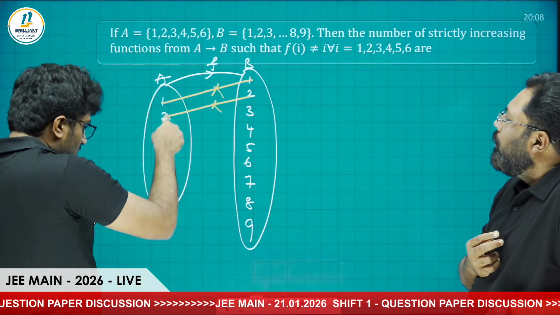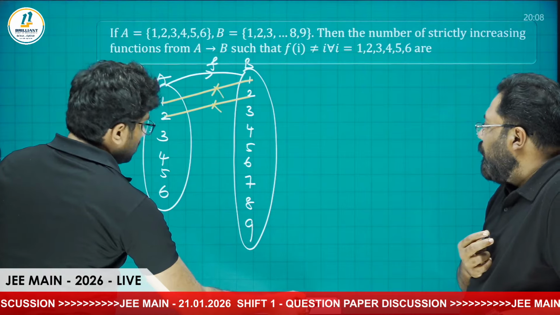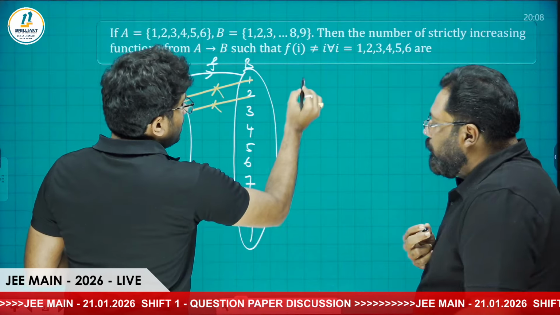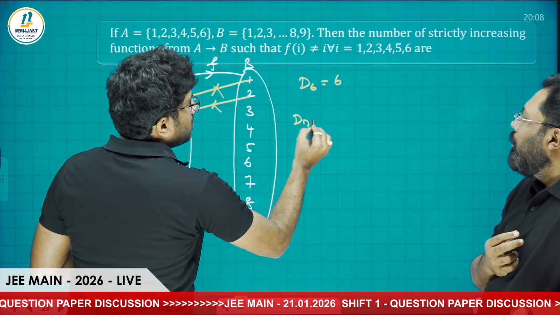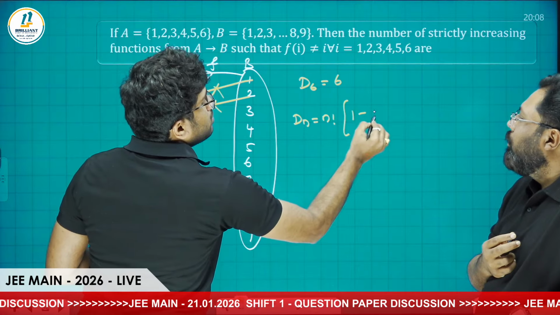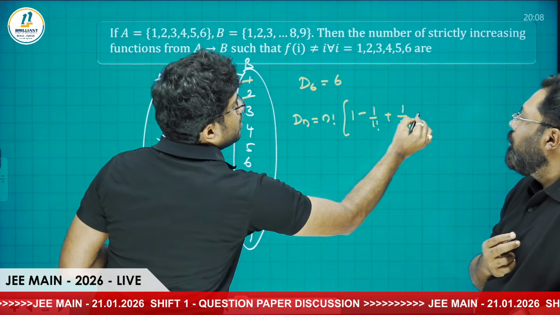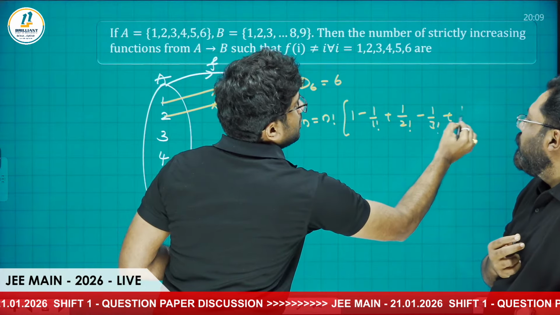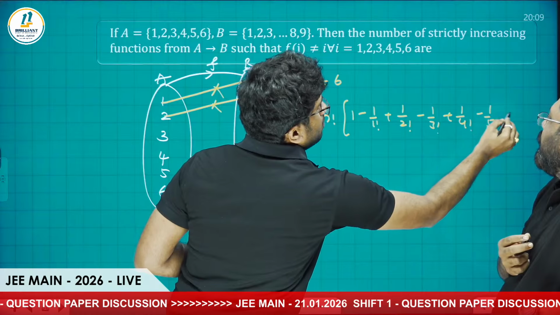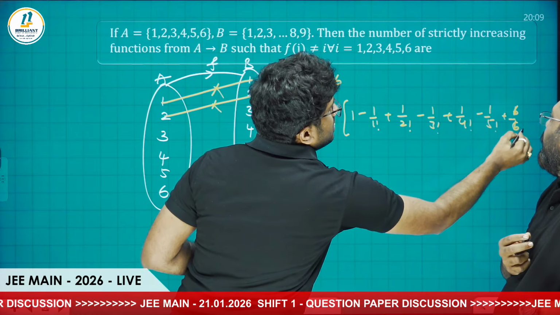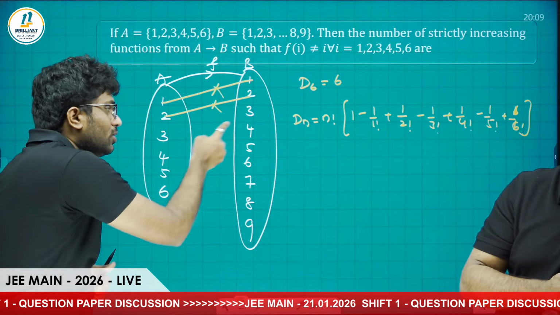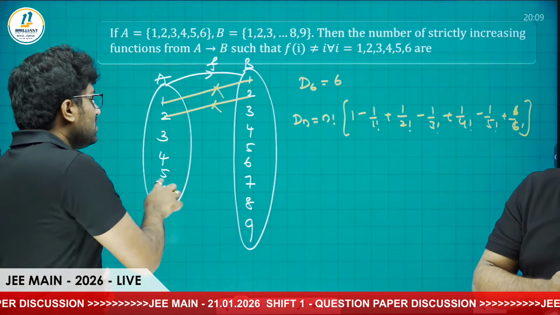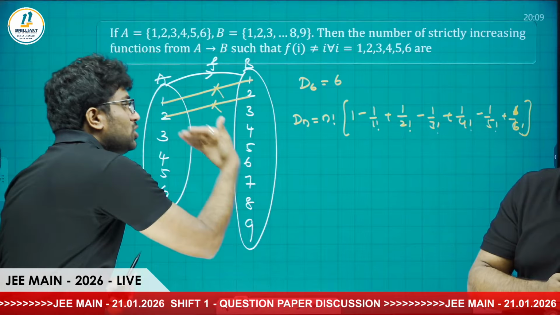So the derangements problem is, we have derangements of 6 objects. Dn is equal to n factorial into 1 minus 1 by 1 factorial plus 1 by 2 factorial minus 1 by 3 factorial plus 1 by 4 factorial minus 1 by 5 factorial plus 1 by 6 factorial. Derangements means 1 shouldn't map with 1, 2 shouldn't map with 2, 3 shouldn't map with 3, 4 shouldn't map with 4, 5 shouldn't map with 5, 6 shouldn't map with 6. But each can map with any other element.